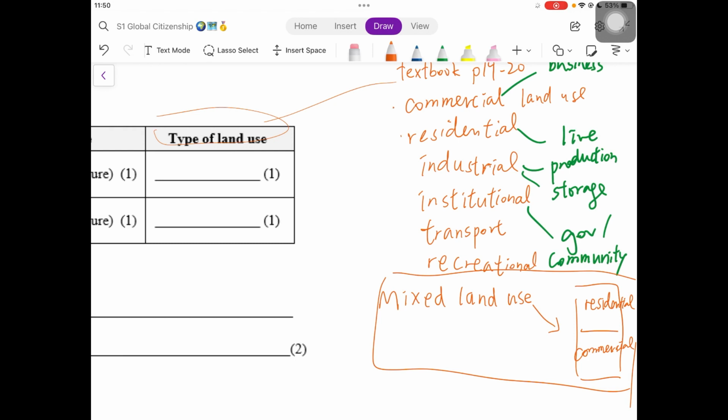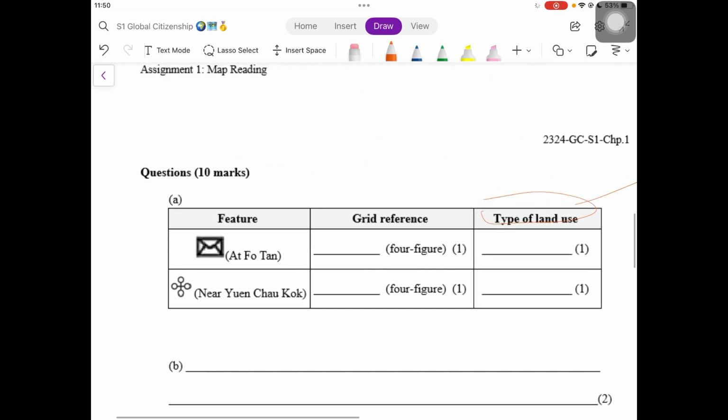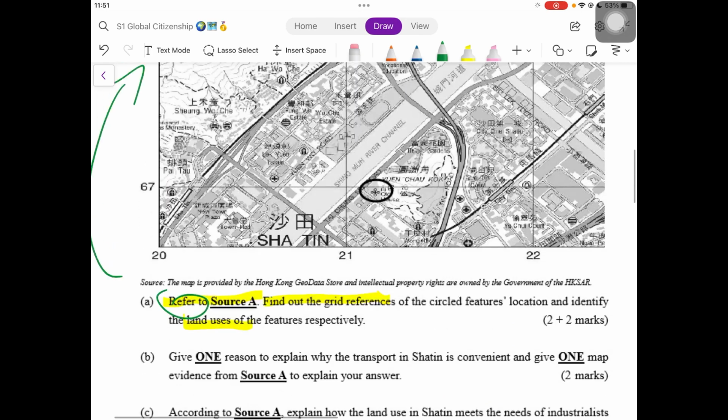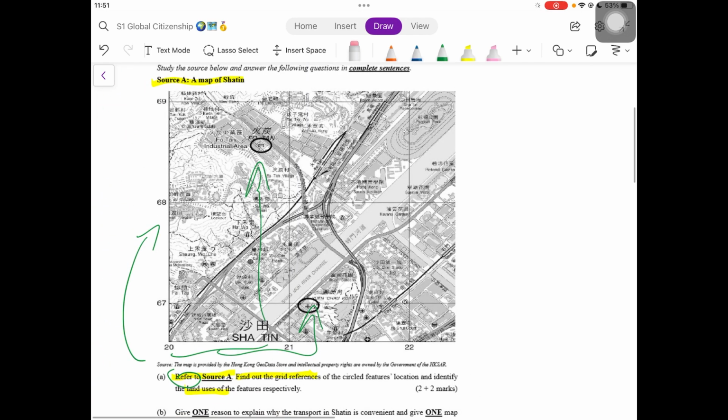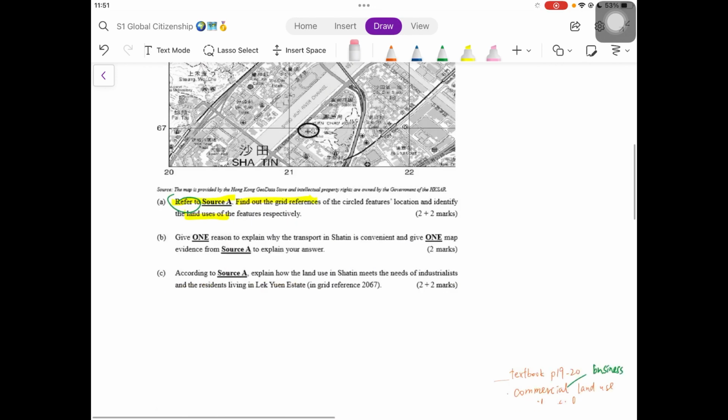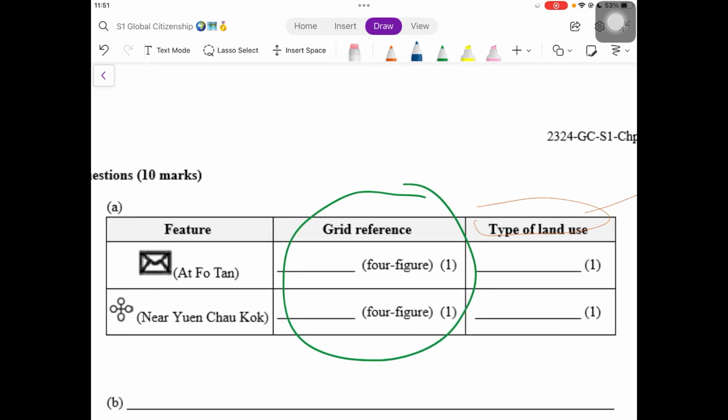So we have 7 types of land use, and we did a quick revision of them. You have to put the 4-digit grid references here by looking at the map. Use the skill you have learned before, and then you have to identify this. This is the conventional signs, so you have to go to appendix 2.